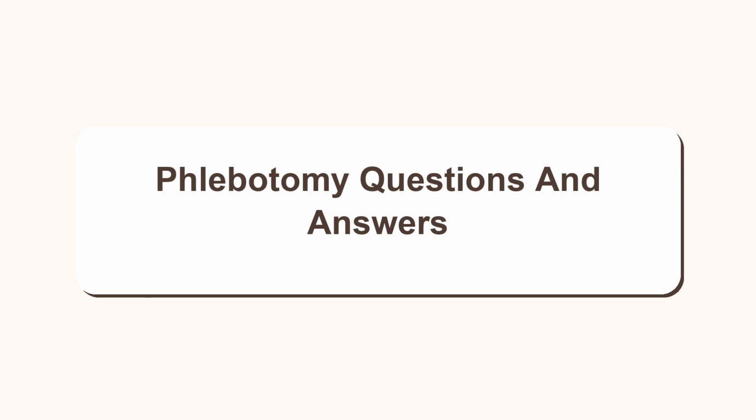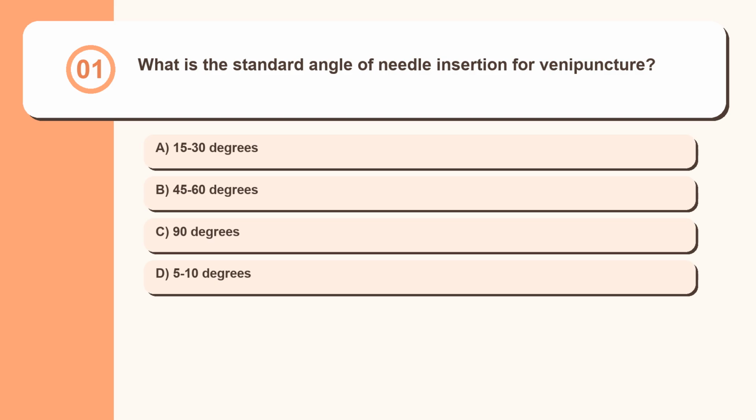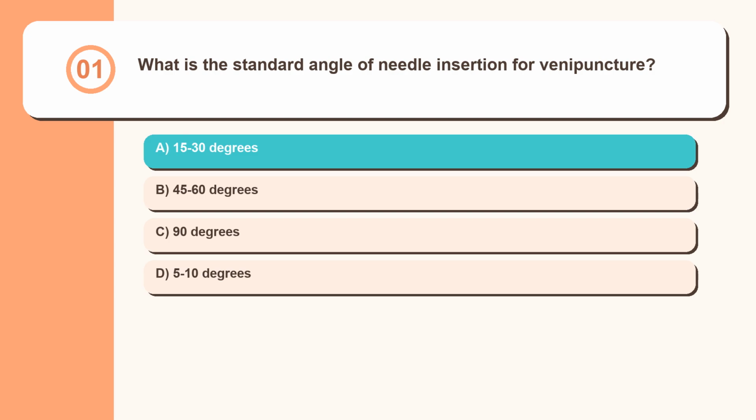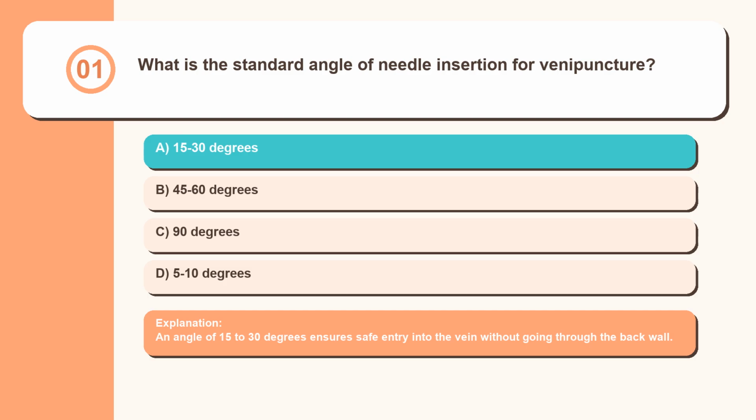Phlebotomy questions and answers. Question 1. What is the standard angle of needle insertion for venipuncture? 15 to 30 degrees, 45 to 60 degrees, 90 degrees, 5 to 10 degrees. An angle of 15 to 30 degrees ensures safe entry into the vein without going through the back wall.